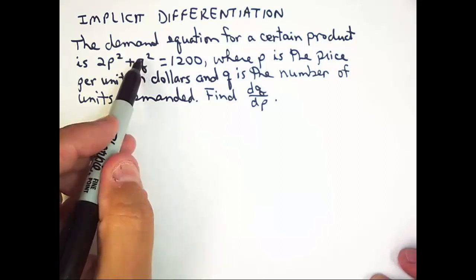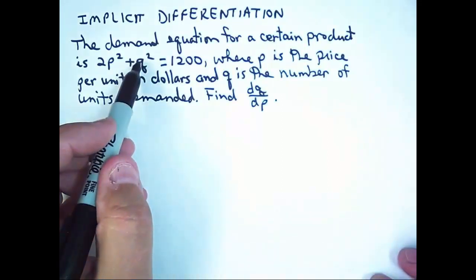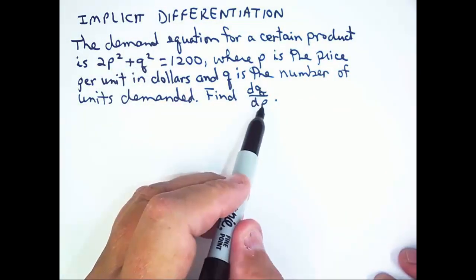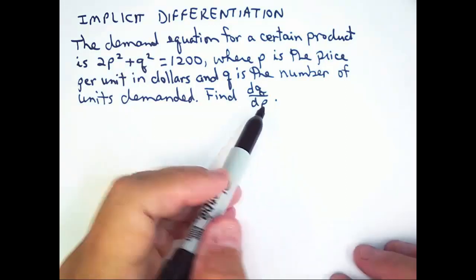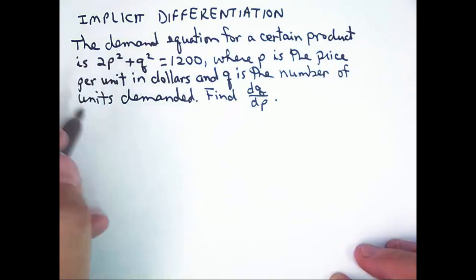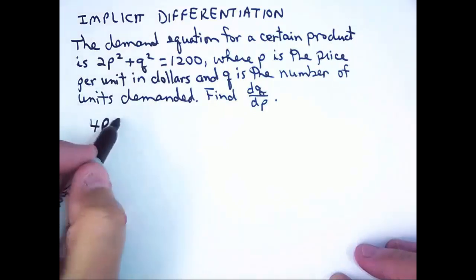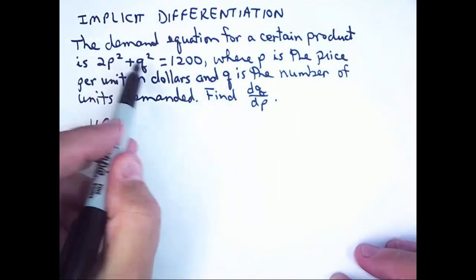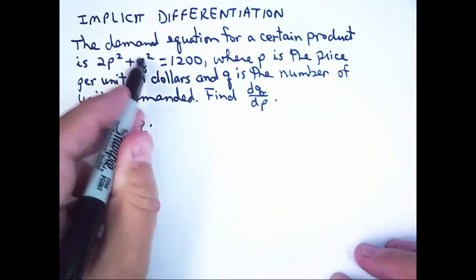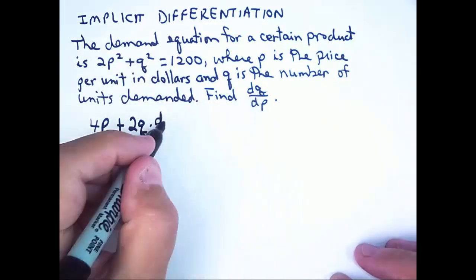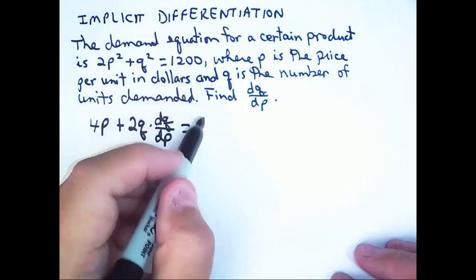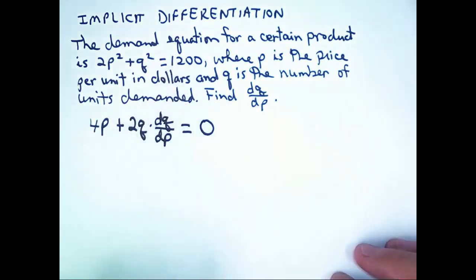So whenever I take the derivative of q, I've got to use the chain rule and think of that as dq over dp. So you got to look at this. The q is like the y and the p is like the x. So looking back at the equation, p is like the x, so the derivative of 2p squared is going to just be 4p, plus the q is like the y, so it's a function of p, so the derivative using the chain rule is 2q, the 2 goes to 1, but then I've got to take the derivative of the inside, which is dq over dp, the derivative of the quantity with respect to the price. And then of course the derivative of 1200 is a constant, the derivative of a constant is always 0.